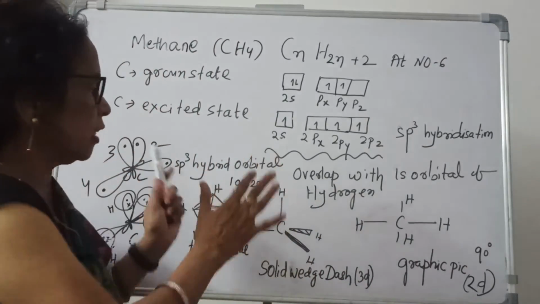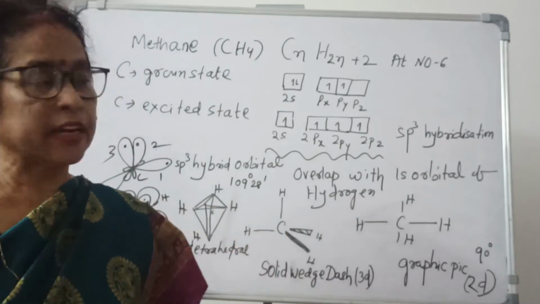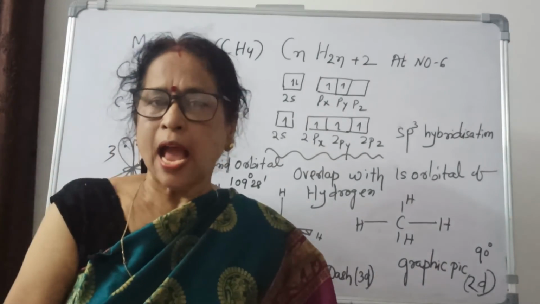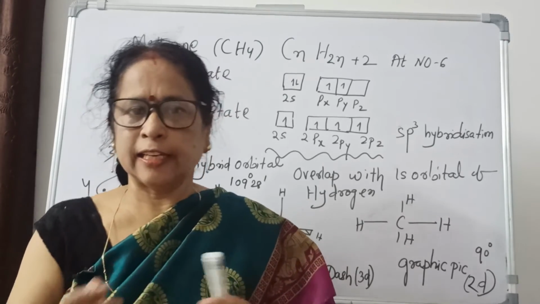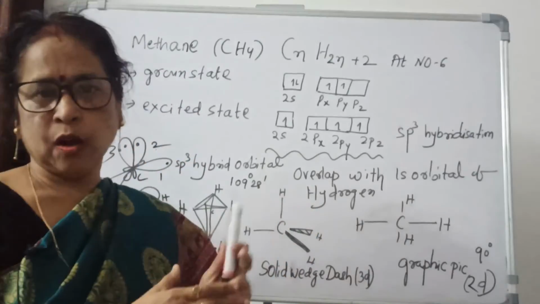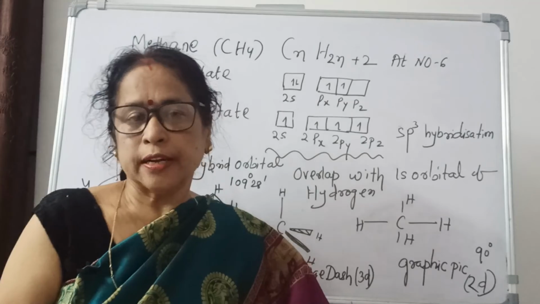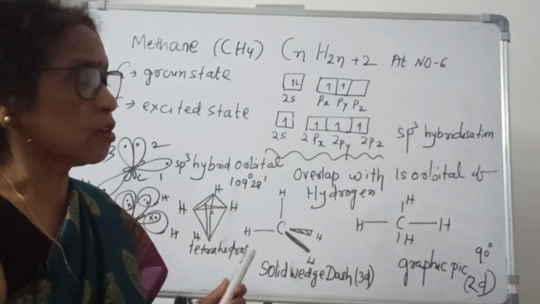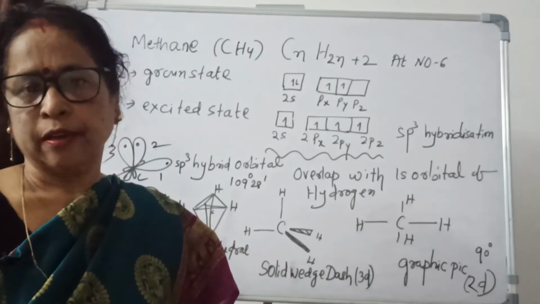And so this is the structure of methane. I hope it is clear, the structure of methane, and also the hybridization of methane, ethane, ethene, ethyne. I hope it is clear. And now we can proceed to different types of conformation of alkane in the coming video.